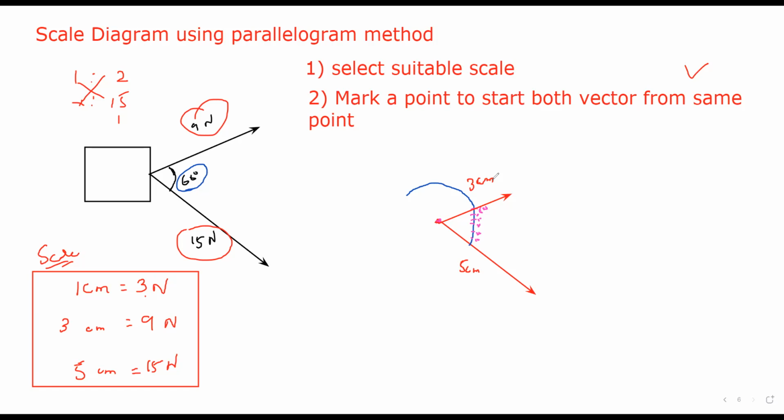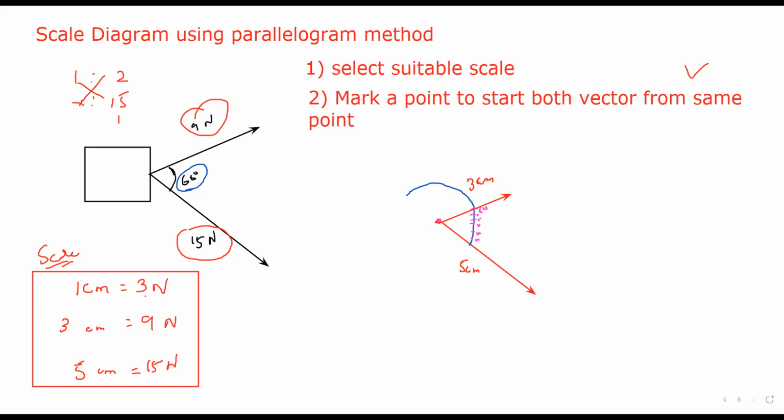No, thank you. So first what we did, we drew 5 centimeter, and then we drew 3 centimeter, because the angle between them is 60 degrees. That's why we mark 60 degrees on the protractor first, and then we draw a line of 3 centimeter at an angle of 60 degrees. Now this is called a parallelogram method. So we have to complete a parallelogram.